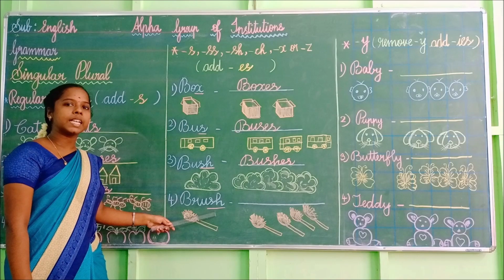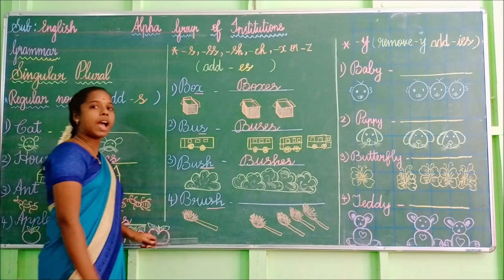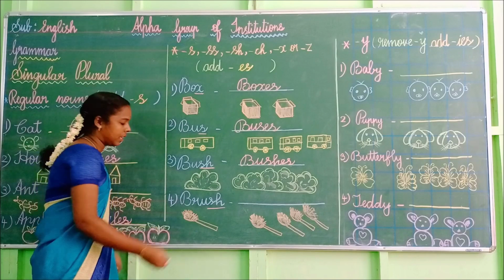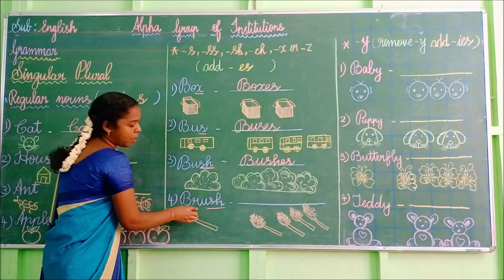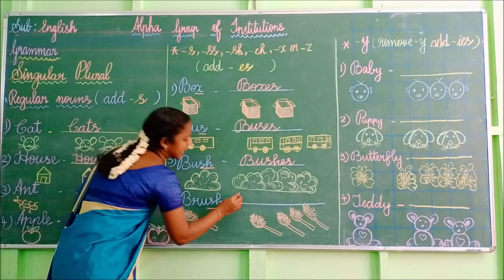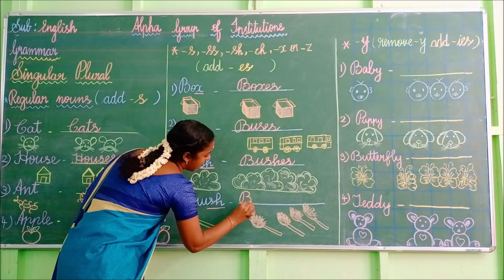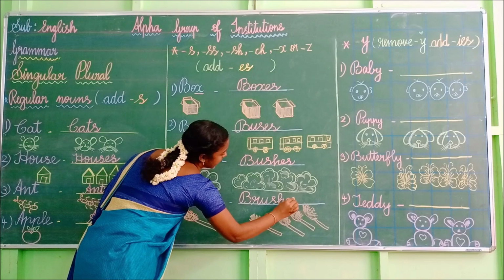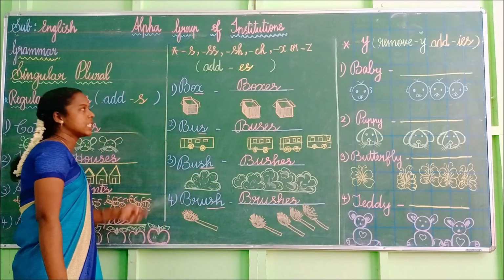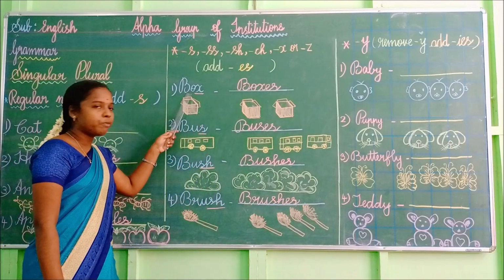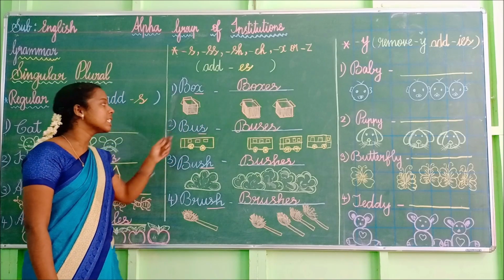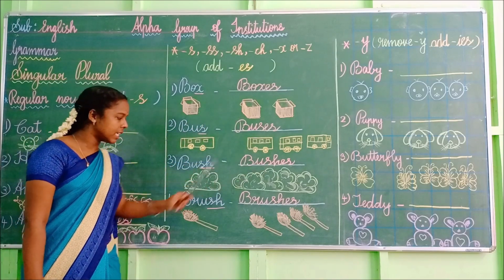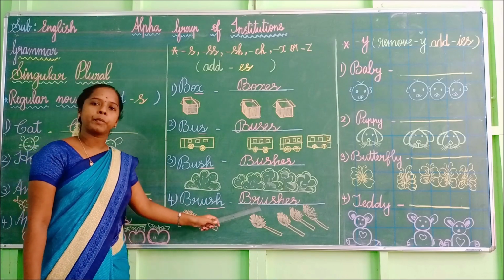And the last one, brush. Brush ends with the letters SH. So you have to add ES to change this singular into plural. See, the plural form of brush is brushes. B-R-U-S-H-E-S. Brushes. So the plural form of box is boxes. Buses. Bushes. Brushes.